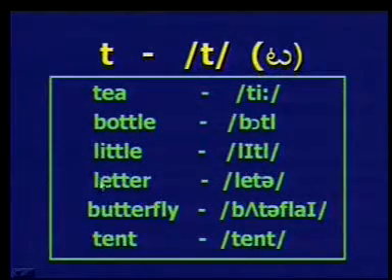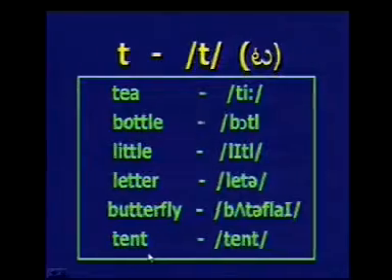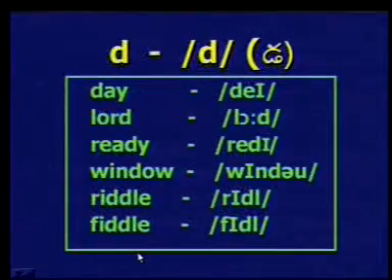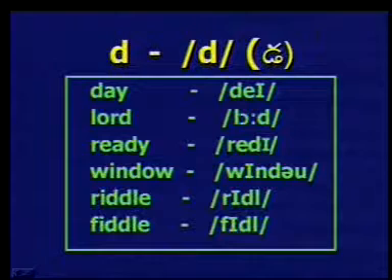Please bear in mind, it is not "little" with a double T sound, it is "little" with a single T sound. There is no double T sound anywhere in the English language. Then L-E-T-T-E-R, letter. And then B-U-T-T-E-R, if you like, butterfly. And then tent. And the next sound, which is very close in articulation to T, is D.